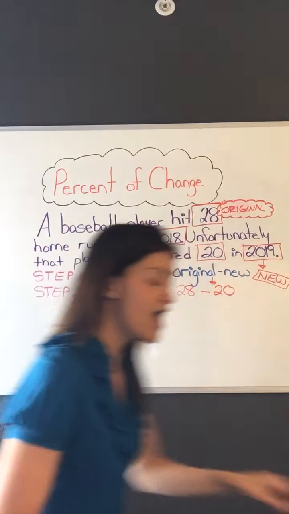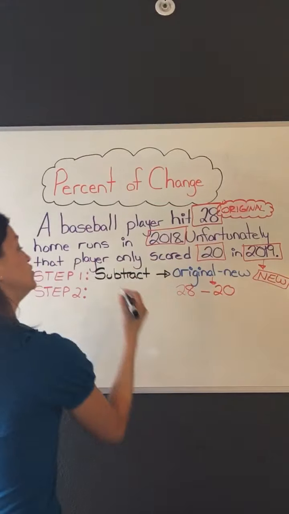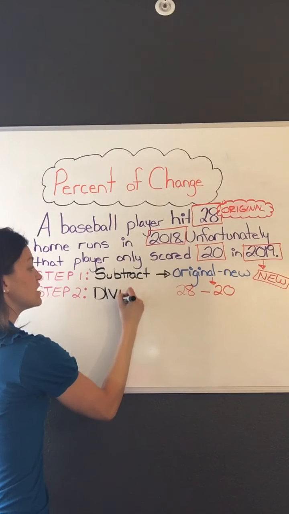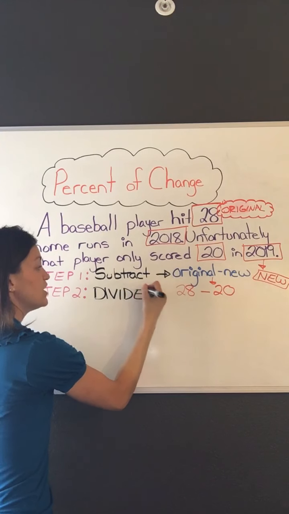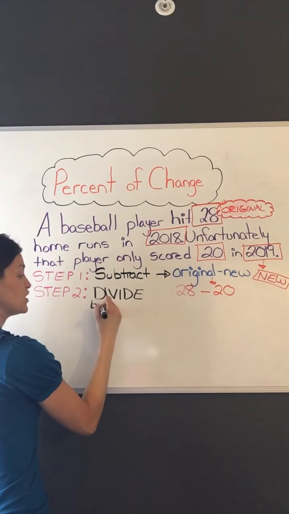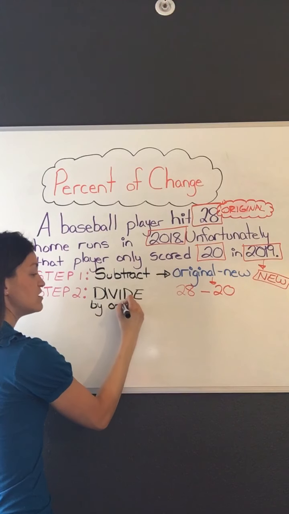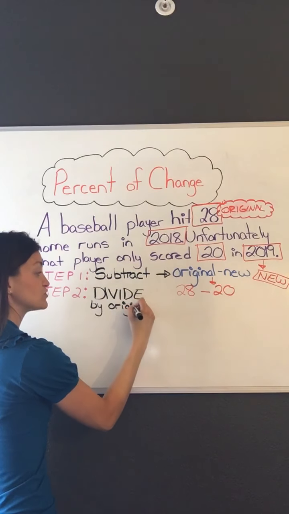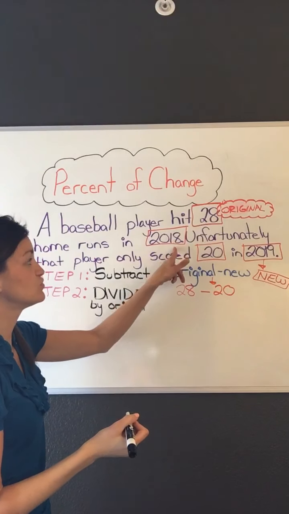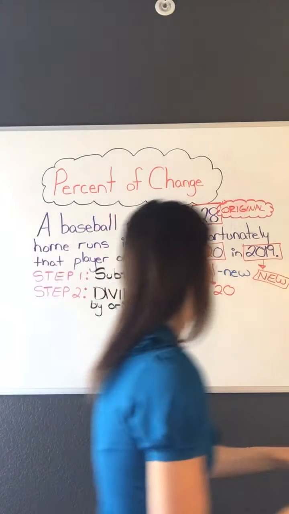Step 2, after you subtract, you are going to divide, okay? Divide. It's that simple. You're going to divide by the original, or the number that came first. So obviously the year that came first, once again, was 2018, okay?